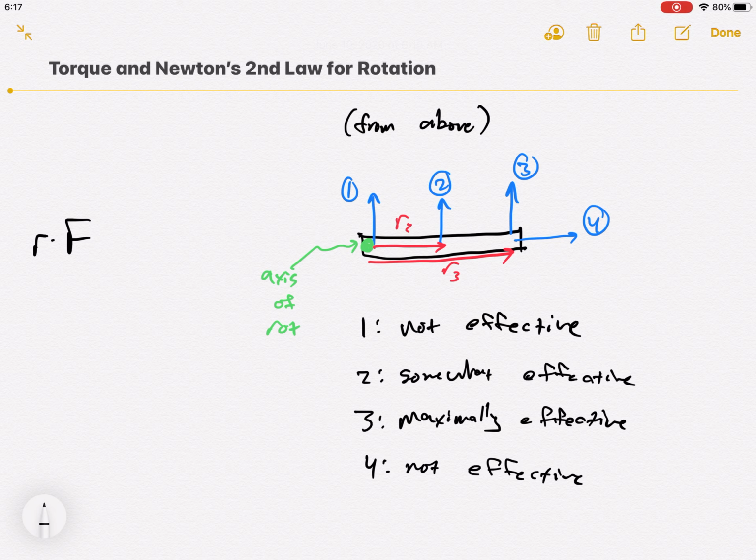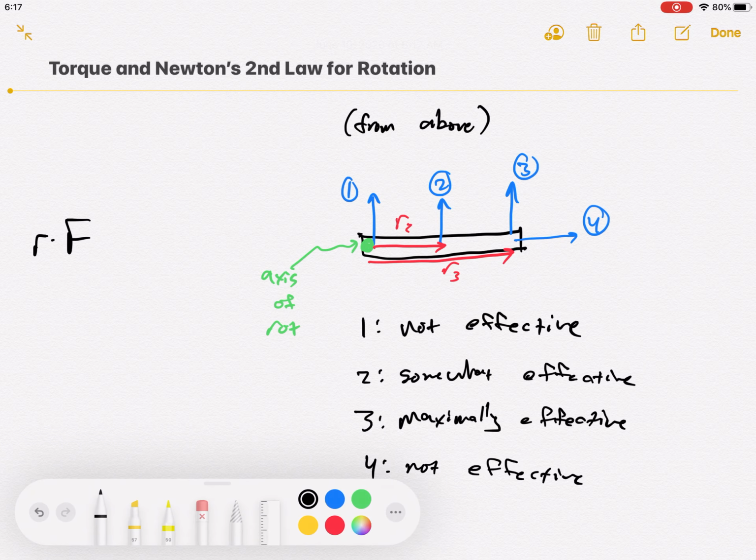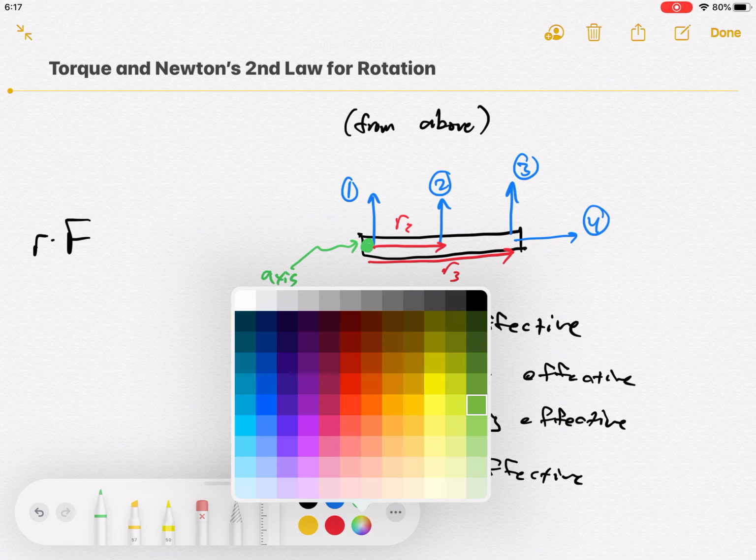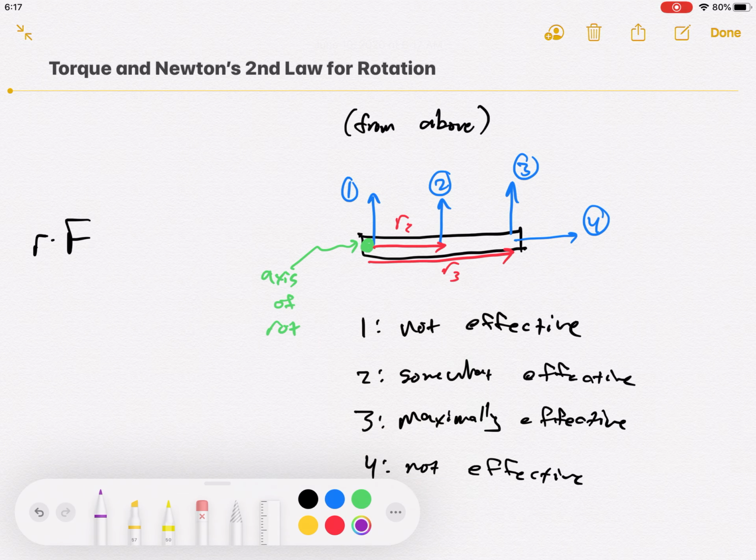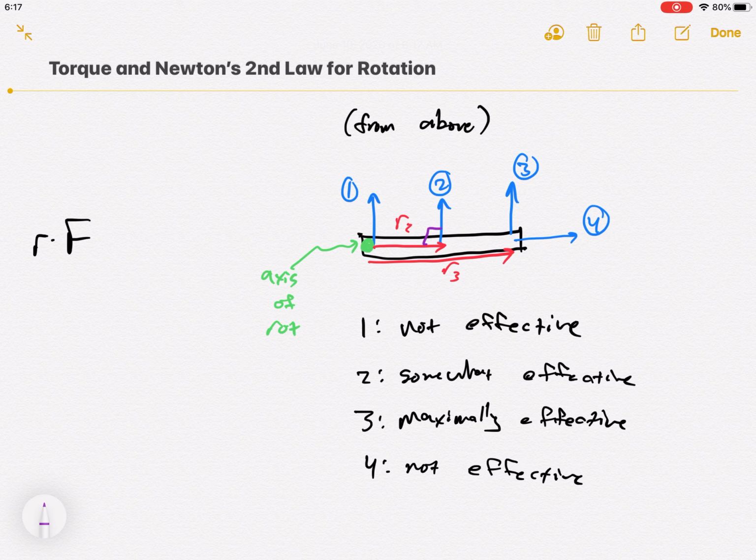Sometimes we say R times F. And the angle also matters. And this is the angle between, let's use a different color, the angle between R and F. All right, so like there's an angle, and the angle between these two is 180 degrees. So when the angle is 180 or 0, I need this to give me the smallest possible value. And when the angle is 90 degrees, I want it to give me the maximal value, right? That's a sine.